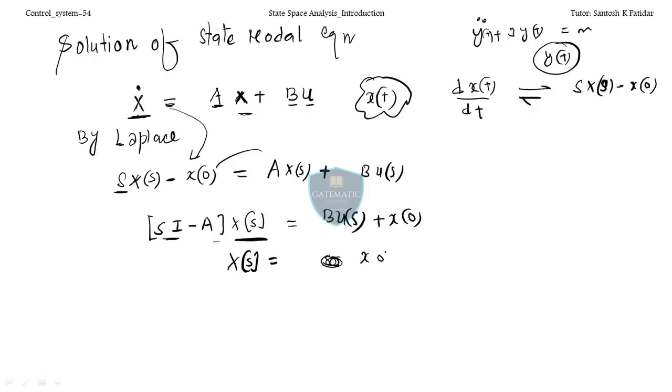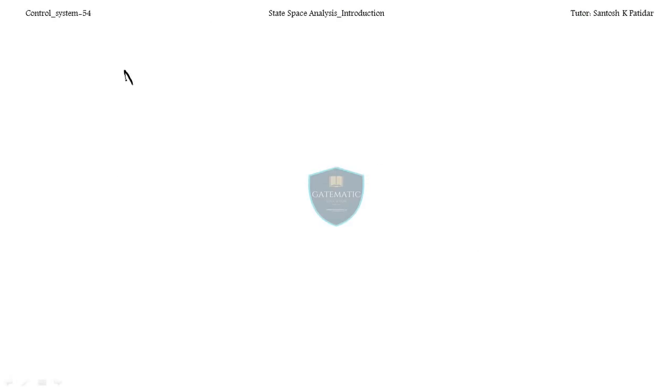Okay, x0. Wait a minute, this is x0, sI minus A here, isn't it? And this one is nothing but sI minus A. Now this will go up, I can take the inverse, so your equation will become X(s) is nothing but (sI minus A) inverse multiplied with x0.